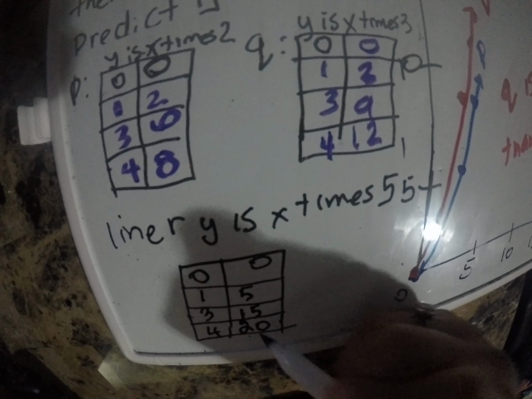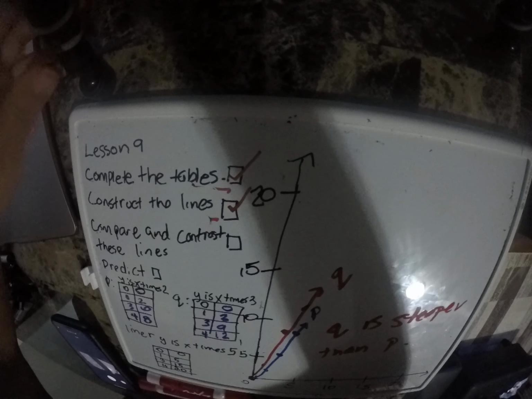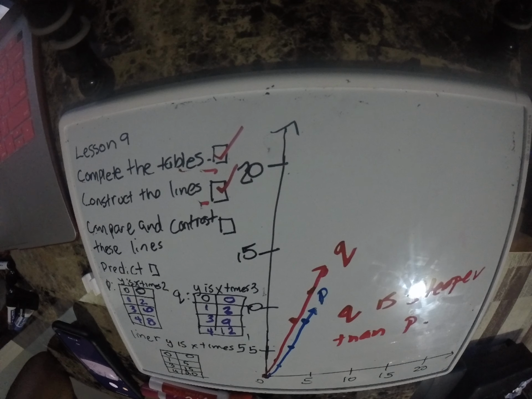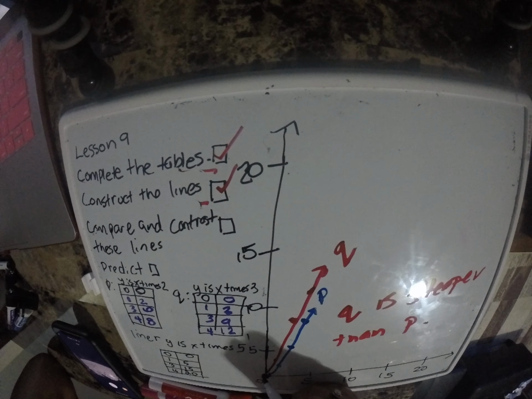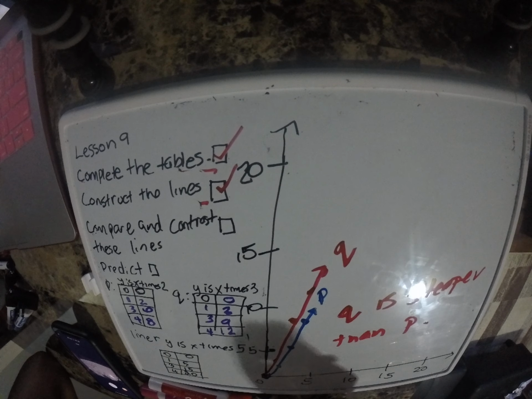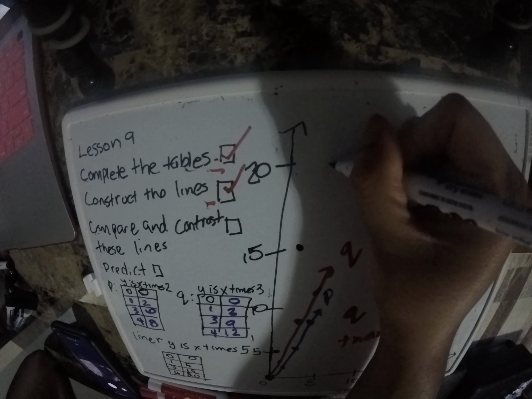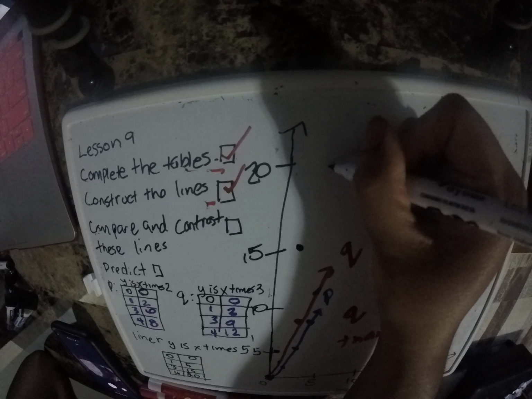Now again, I'm going to graph this line here. My prediction, because again we have to make predictions for this, is that my line R is going to be steeper than P and Q. So let's do that. The first point is 0, 0. Again, we're starting at the origin. That 1 is equal to 5. Then my 3 is equal to 15. And then my 4 is equal to 20, which is all the way up here.